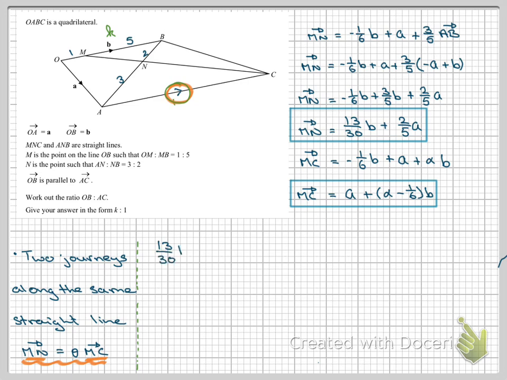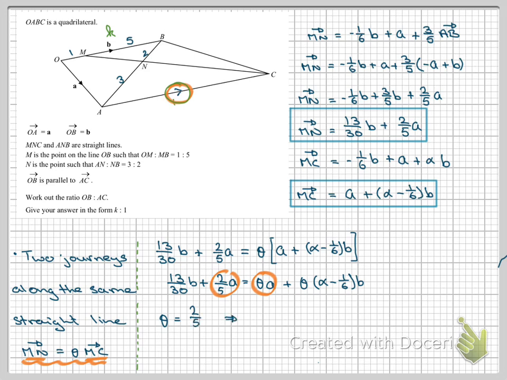And now I've got 13 over 30 B plus 2/5 of A, that's my MN, is equal to some scalar of MC, so theta of all of the MC, which is A plus bracket alpha minus 1/6 of B. So 13 over 30 B plus 2/5 of A equals theta A plus theta bracket alpha minus 1/6 B. Okay, at this point I can compare this and this, so that hopefully you can see that theta must equal 2/5.